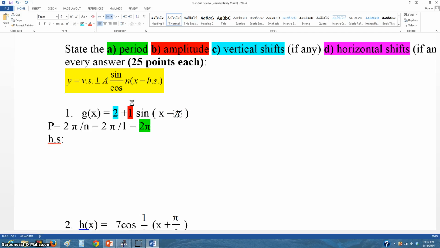Okay, so next we have our horizontal shift. And if you think about it, our horizontal shift here is negative pi, so we have to think the opposite. So the opposite of a negative pi is, of course, a positive pi. And so that means we're going towards the right direction. Okay, that is number one.